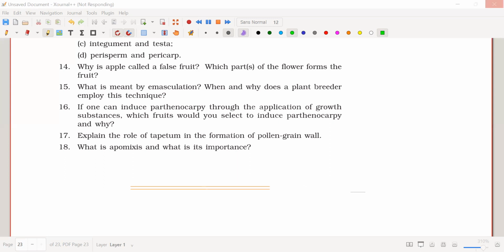The testis is covered by a dense covering. Each testis has about 250 compartments called testicular lobules. If you view it in this manner: ureter, vas deferens, epididymis, vasa efferentia, rete testis, testicular lobules, urinary bladder, seminal vesicle, prostate, bulbourethral gland, urethra, testis. That's what we are going across.